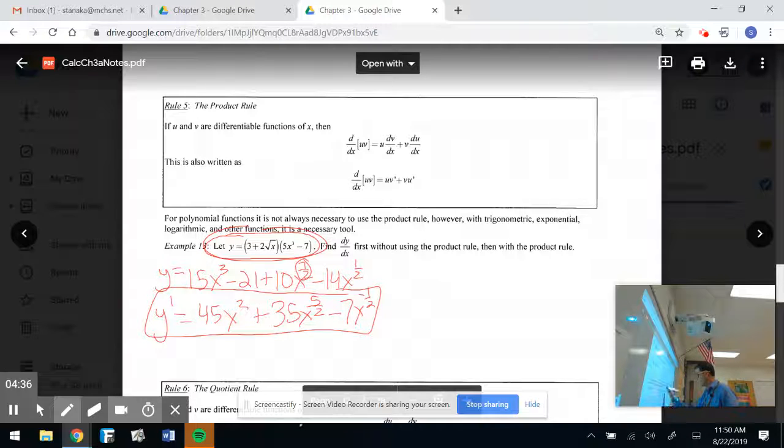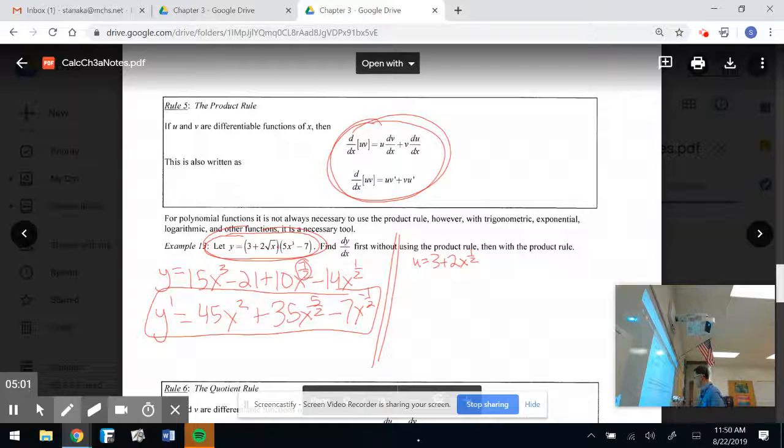But if you notice at the beginning of the problem, that is a product, which means I could use what we call the product rule. Most books have this definition, so I'm going to use it this year. So how do I do this problem using the product rule? Well, we're going to say that u is equal to 3 plus 2x to the 1 half.